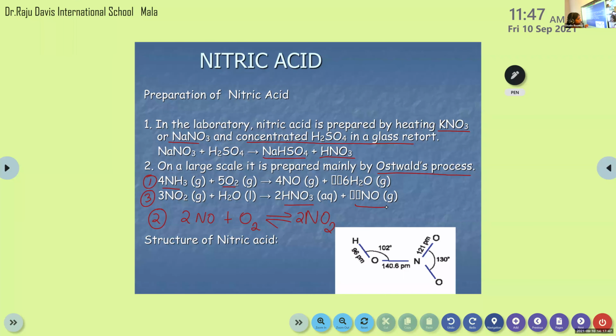Clear about the preparation methods? Yes. Then here the nitric acid will be obtained. It will be concentrated by distillation to obtain the pure form of nitric acid. And here this one is the structure of nitric acid. OH, then NO2 group, HNO3, right? This is the structure. And this type of structure is known as planar structure.